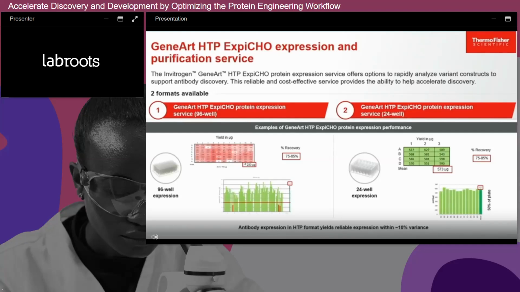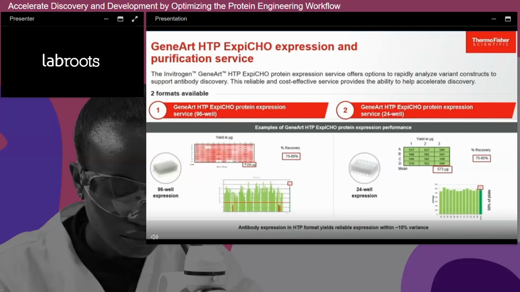One example is our small-scale, high-throughput production service. This is something we launched as a pilot in 2020, and we are constantly optimizing this offer. At the moment, we are looking into automation of this process to make it even more reliable and traceable. With this, we have two offers, the 96 well plate format and the 24 well plate format.